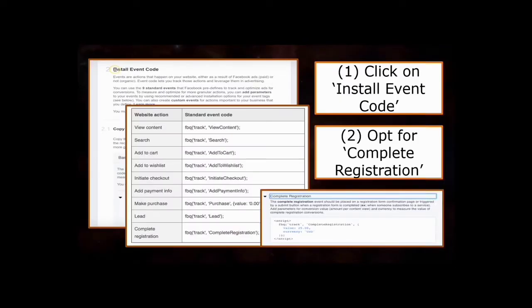The steps are just the same as installing your first pixel, but this time when you've clicked on the copy and paste the code, instead of opting for install pixel base code, you opt for install event code, where you can then lead to the 9 different event options. Click on complete registration where you are given the code. You copy the code and paste it on your download confirmation page, where they will download their ebook if they choose to submit their details.